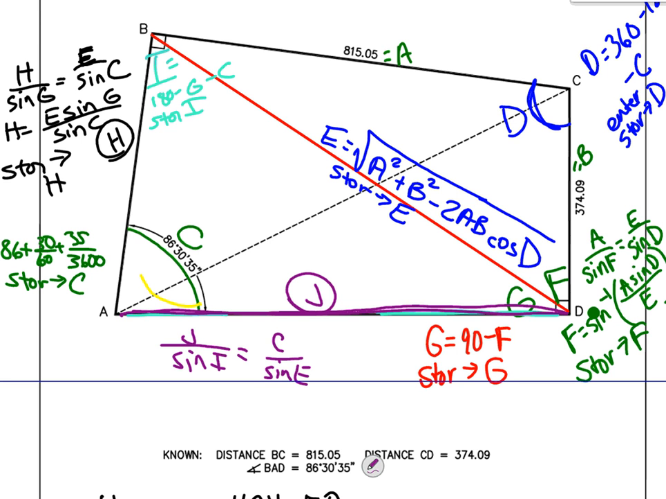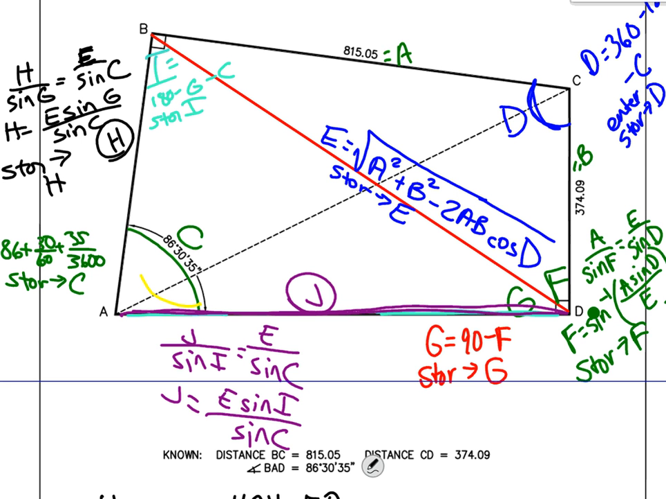Oh, yes, it is. Thank you. My bad. E over sine C. Actually, I wasn't paying attention to what I was doing because I was looking for it earlier. There it was, and I wasn't finding it. So then J is equal to E sine I over sine C.